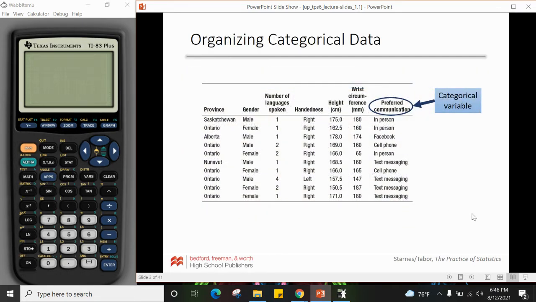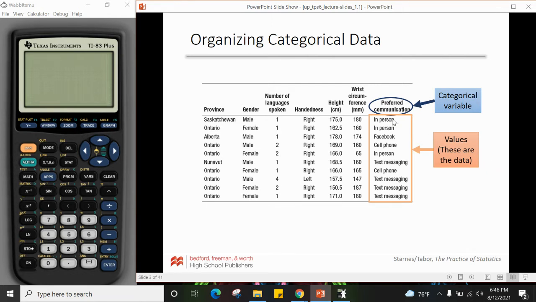So here's that data we had from before. Remember that preferred communication is a categorical variable. Just to give you some more information, provenance would also be a categorical variable, gender would be a categorical variable, and handedness would also be a categorical variable. All right, but we're going to stick to preferred communication.